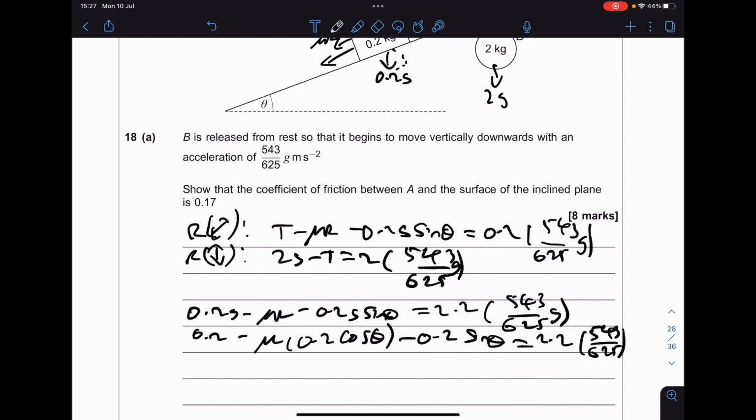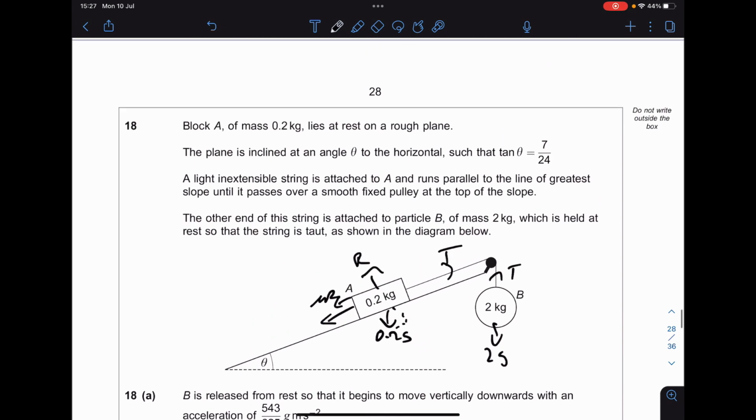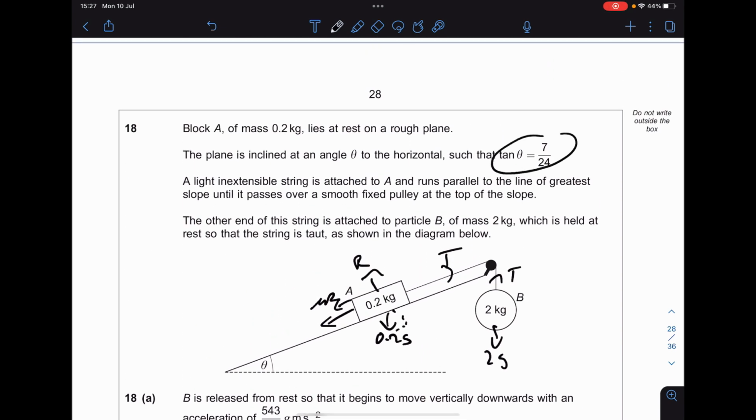We're almost there. You can actually just go straight to your calculator at this point. We're given tan theta is 7 over 24. So tan theta is opposite over adjacent, and the hypotenuse is 25. So we want to find what sine theta and cos theta are. Cos theta is just going to be 24 over 25, and sine theta is 7 over 25. Cool.